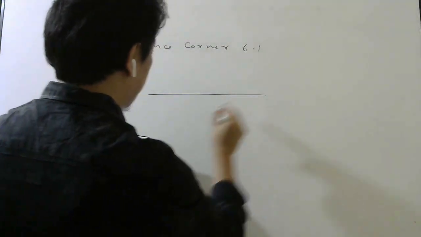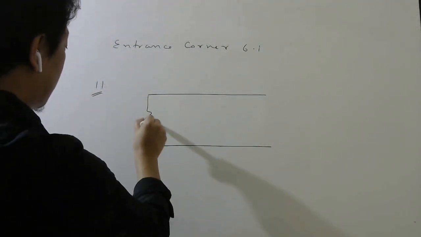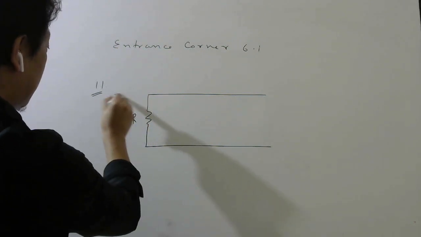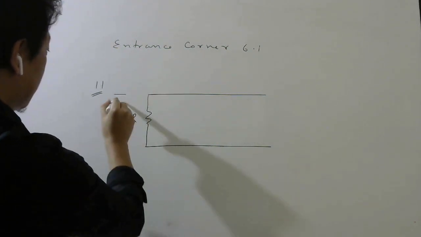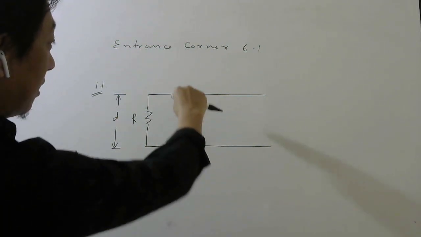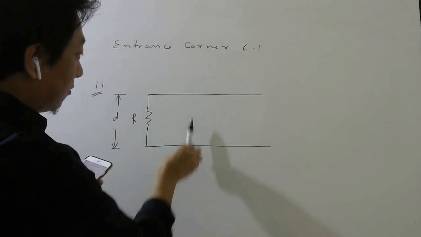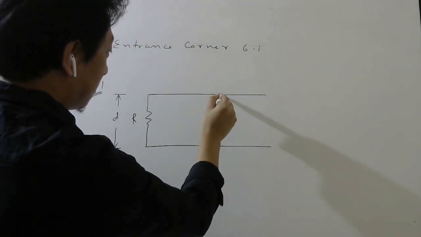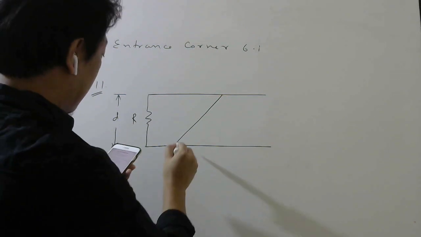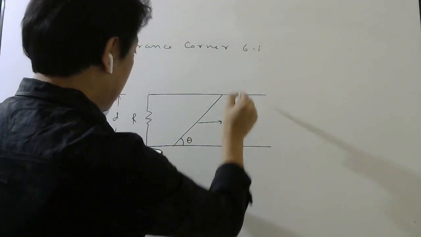So these are two parallel rails. There is a resistor R, and the distance between the rails is given as D. Now the rod is not kept this way. The rod is kept this way at angle theta, and it is moved with velocity v in a magnetic field B.